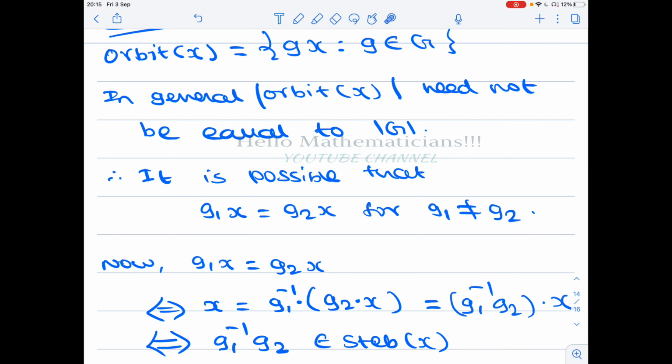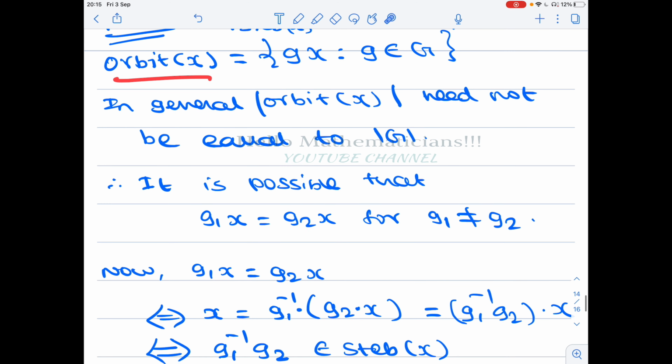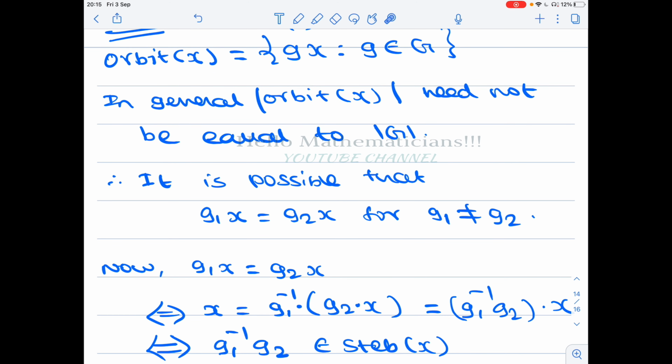Orbit of x is equal to the set of all gx such that g belongs to G. If all these elements are distinct, that is, for g1 not equal to g2, g1x is not equal to g2x, then the cardinality of the orbit of x will be equal to the cardinality of G. But that is not true. We just saw that the orbit of x can be a proper subset of X.